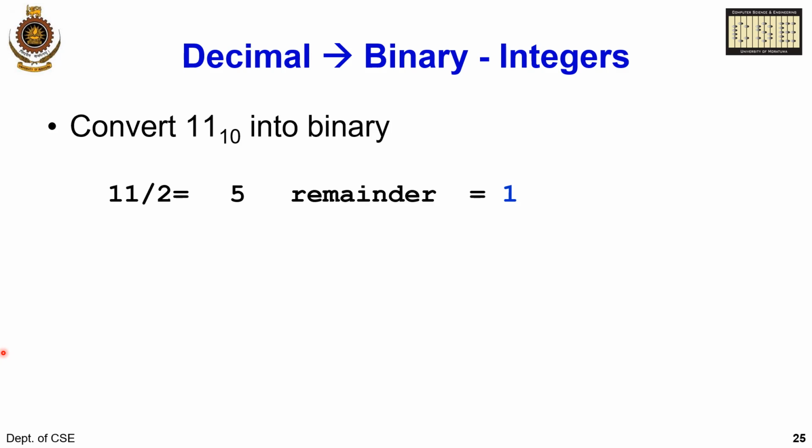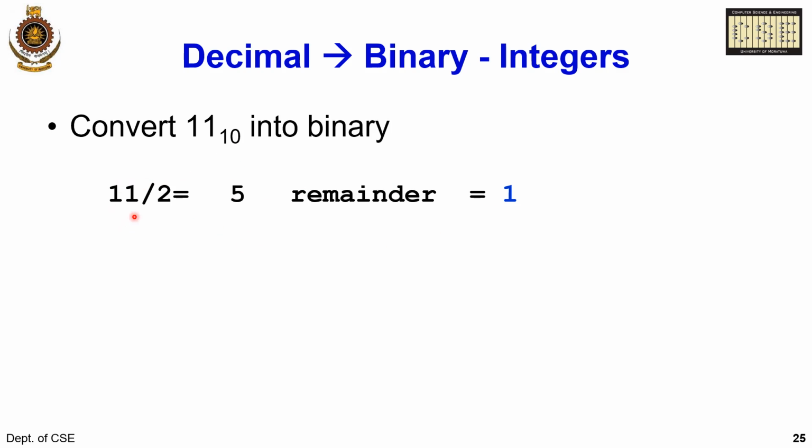The sequence of actions is quite simple. I'll go through the steps to convert 11 in decimal to binary. So you divide 11 by 2. The quotient is 5. The remainder is 1, right?